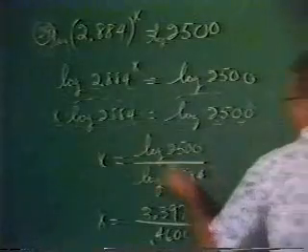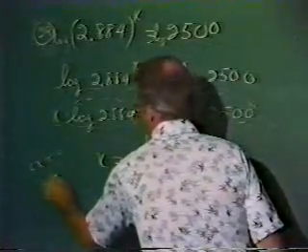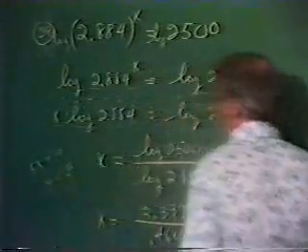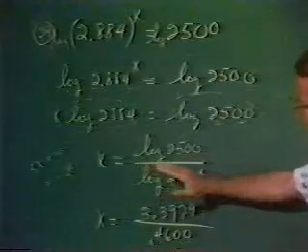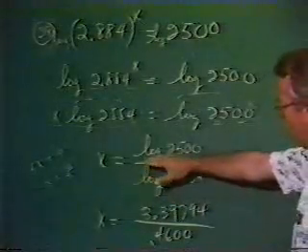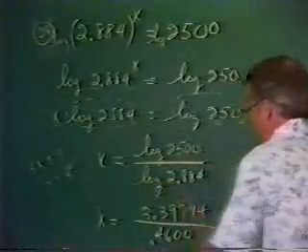In other words, just like if I had 5x is equal to 10, then x would be equal to 10 divided by 5. We're doing the same concept. We're dividing this then into this. Now, caution. The log of 2500 divided by the log of 2.884.